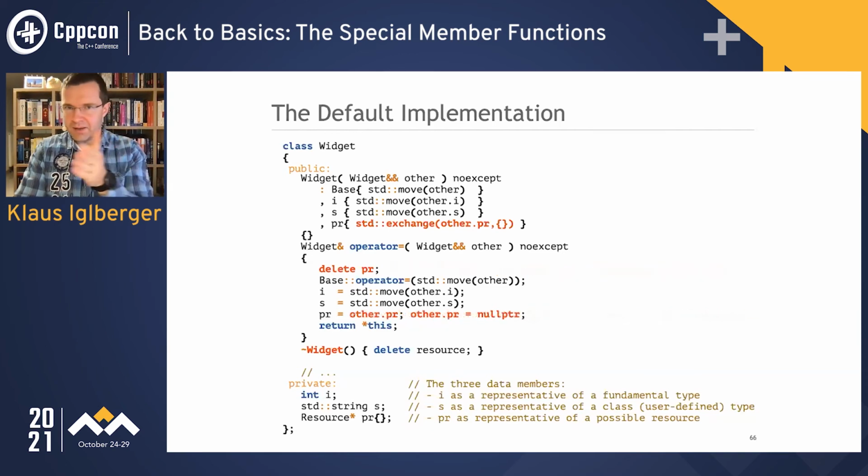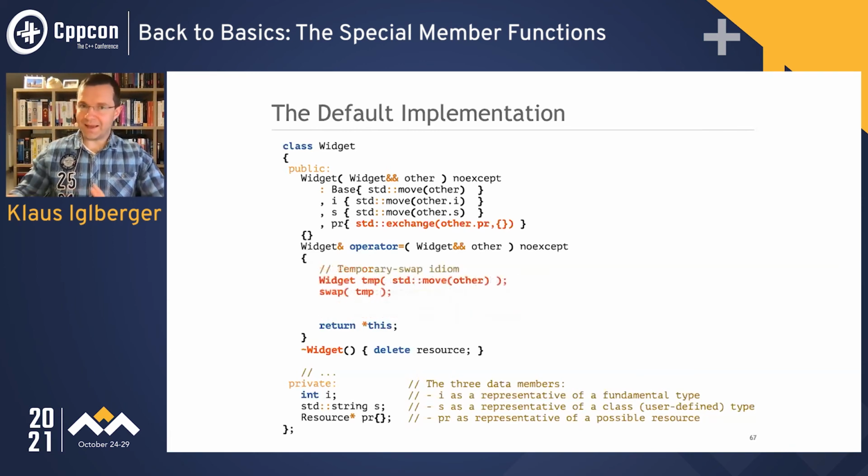Therefore, either we do things explicitly, we first assign a pointer, then set the other pointer to null pointer. That works. It's a different order than exchange would provide. That is something we could do. Or alternatively, we could also use, again, the temporary swap idiom. This time, however, by moving other. We now rely on the move constructor and then swap. Now, it's the same swap as before. That works. And yes, again, it's not the fastest implementation.